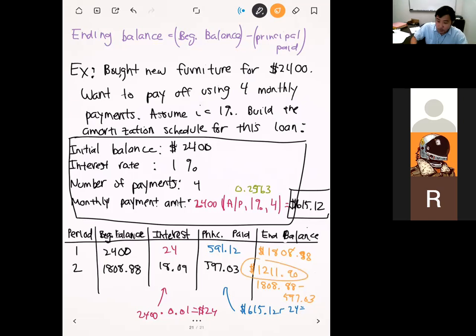Then we can repeat that process over again. That $1,211.90 becomes the beginning balance for month 3, and so on and so forth. If you continue this for the next 2 months, what you'll see is that your ending balance at the end of month 4 should be 0. Any final questions on this before we wrap up for the week?